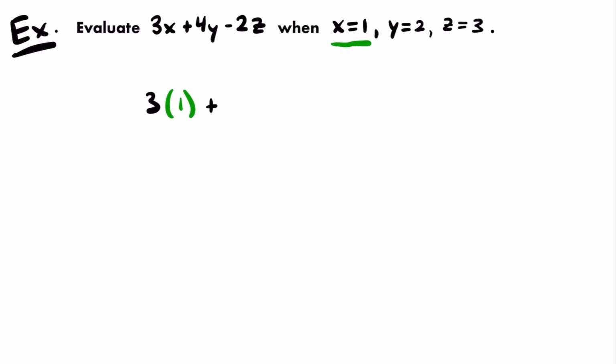Then we will add that to 4 times y. So let's move on to y here. We know that y is equal to 2. So if we plug 2 in for y, we will have 4 times 2. So I'll write that in here, 4 times 2. And then we are subtracting 2 times z. So we will have 2, but then we're going to multiply it by the value of z, which is 3.